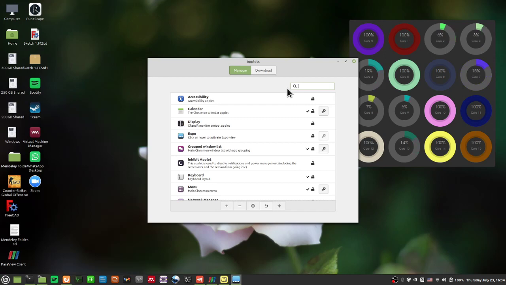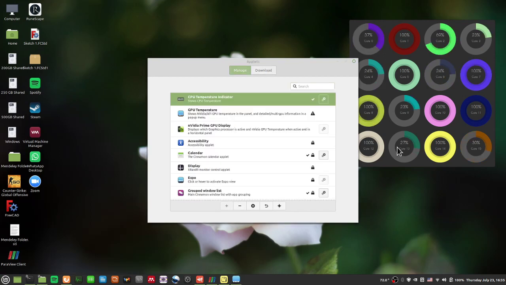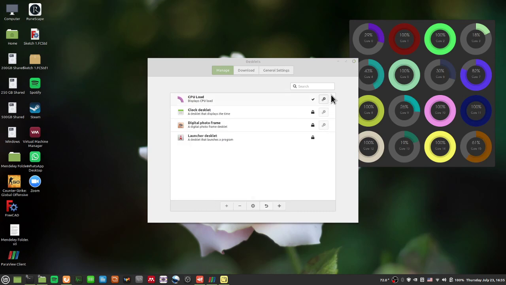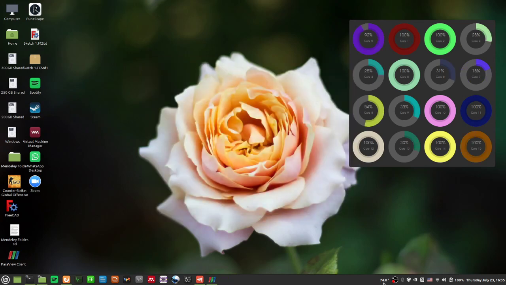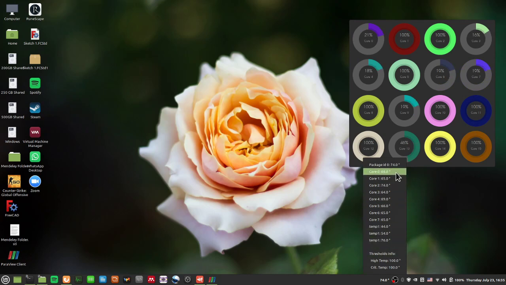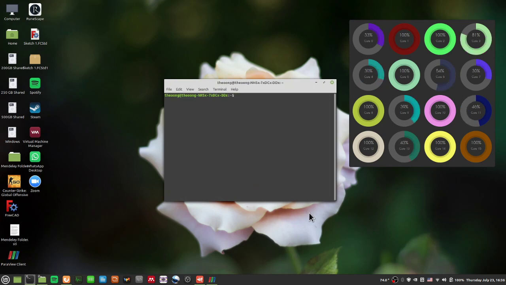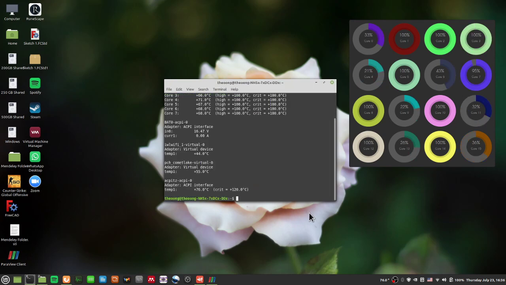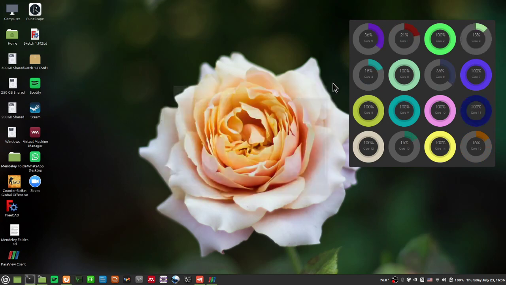Okay, let me fast forward this part then. So yes, I have a CPU temperature indicator and CPU load indicator. You can see the temperature here is as such. Honestly, you can just go to your terminal and type sensors and you should be able to get it, but this is just convenient, so I'll leave it as this. This shows the maximum temperature. Very useful tool if you're on Linux Mint.